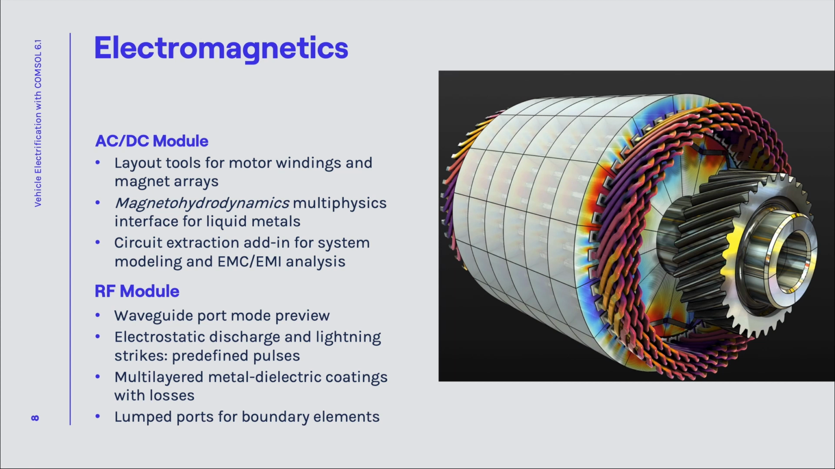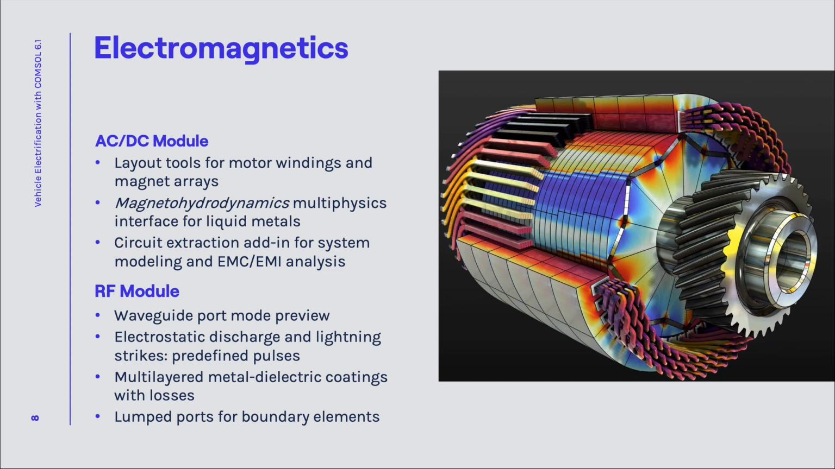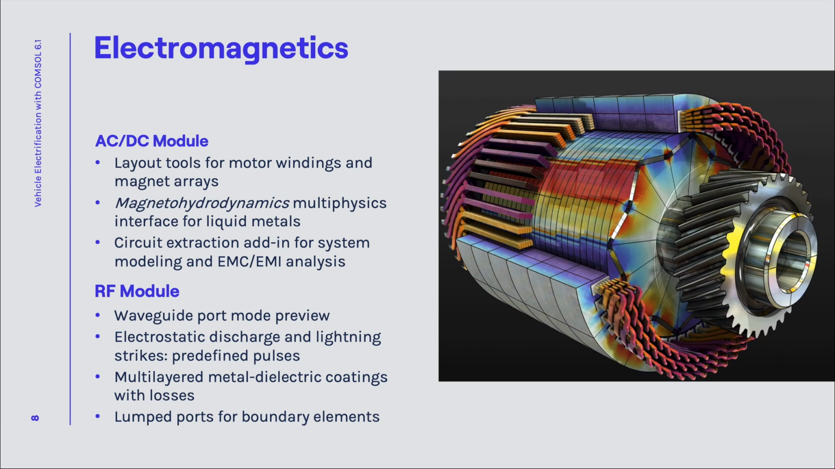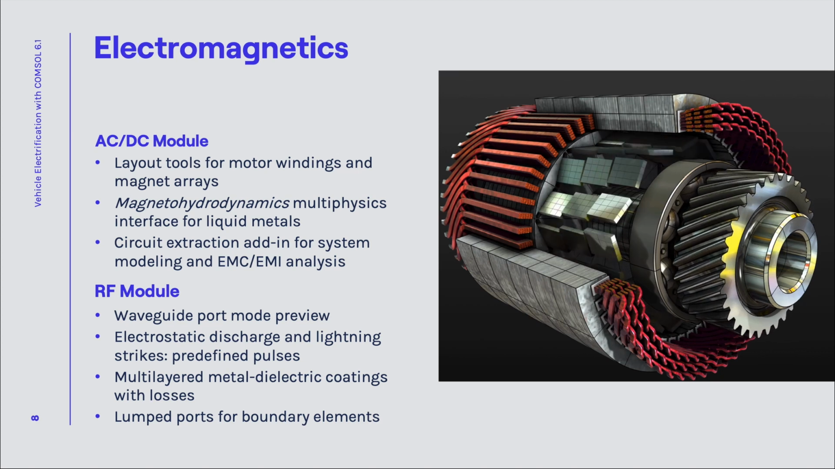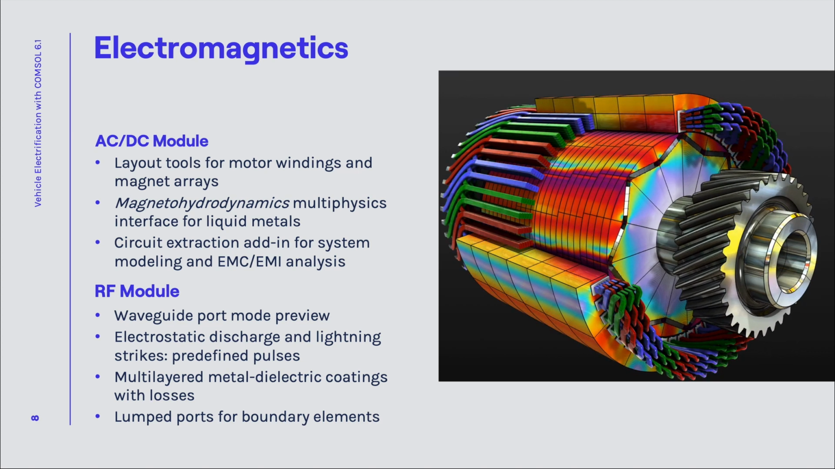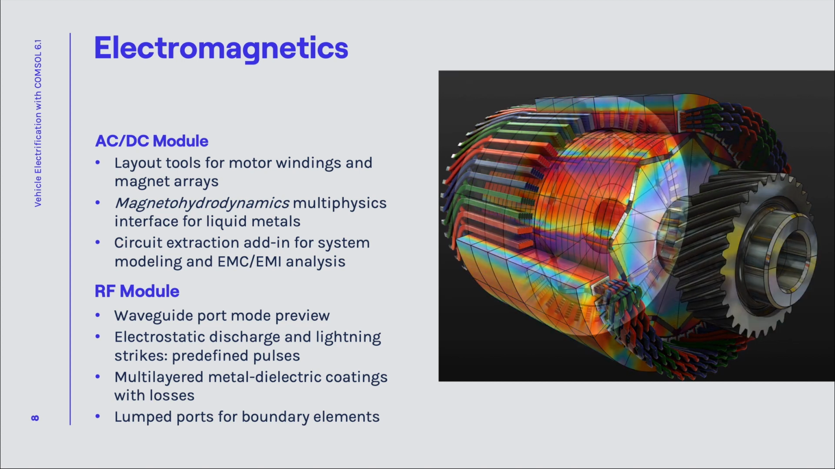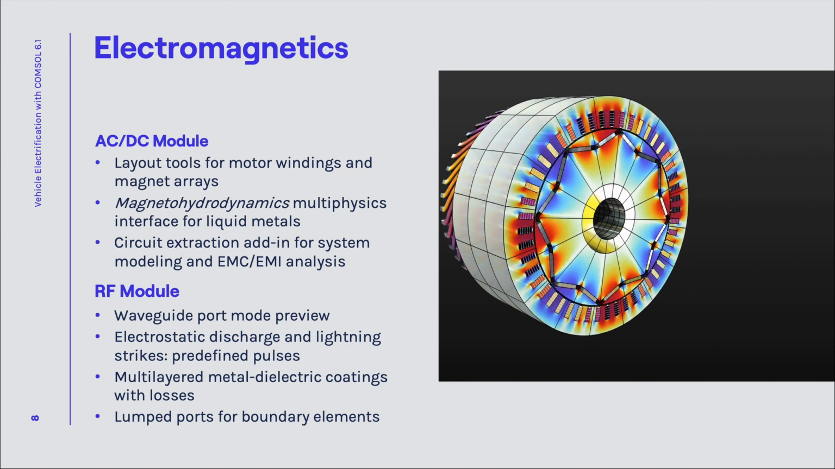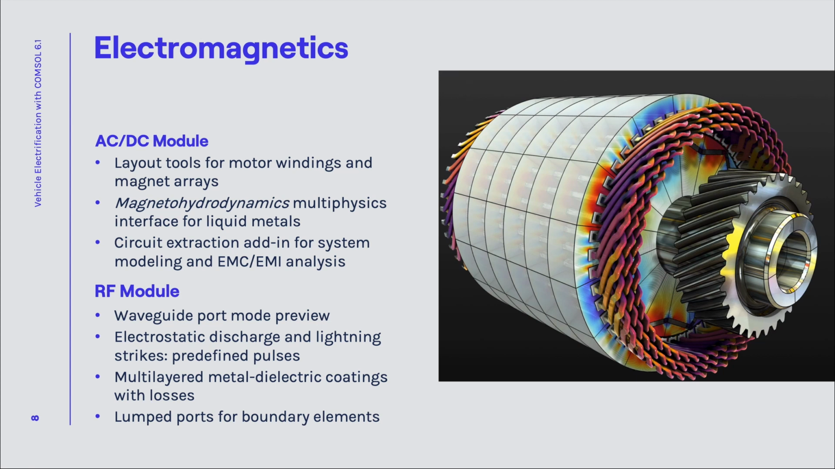From the electromagnetic side, here you can see on the right side a small animation. That's a nice motor model that's still under construction, but soon it will be available in the Model Database. So you can use this tool to automatically create motor windings and magnet arrays. It's super easy to use, and there is a new multiphysics node, which is the magnetohydrodynamics multiphysics interface for liquid metals. So if you want to include such models, that's now also available here.